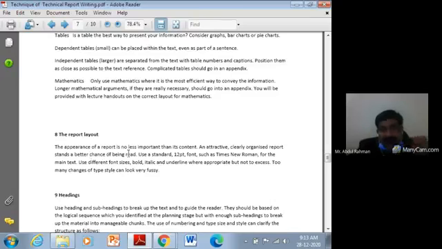The appearance of a report is not less important than its content. An attractive, clearly organized report stands a better chance of being read. Use standard 12-point fonts such as Times New Roman or Arial for the main text. Use different font sizes, bold, italic, and underline where appropriate, but not to excess. Too many changes of type style can look very fussy.